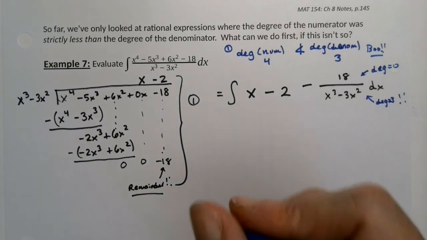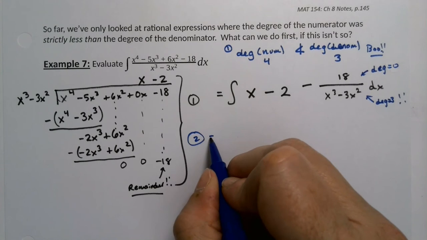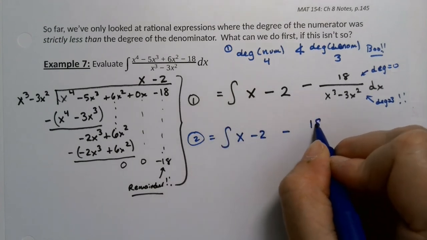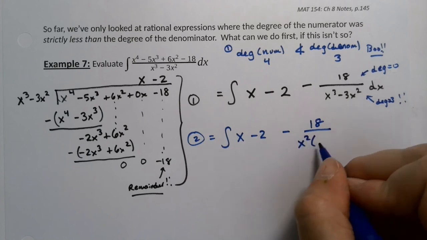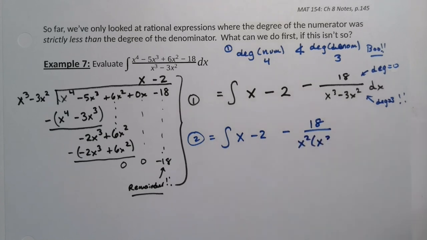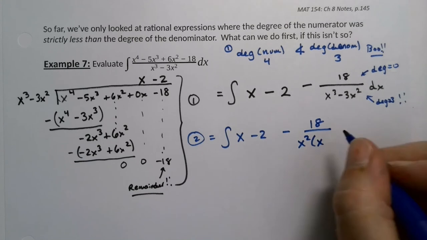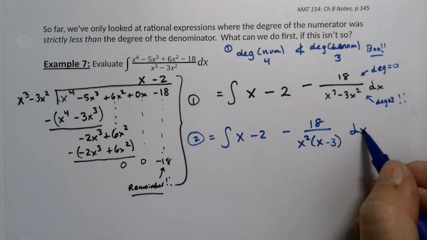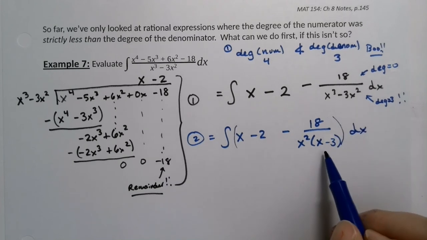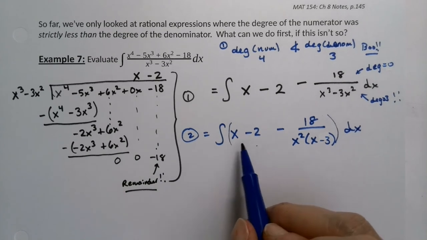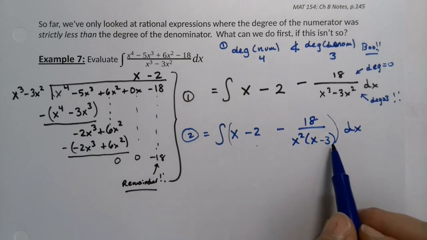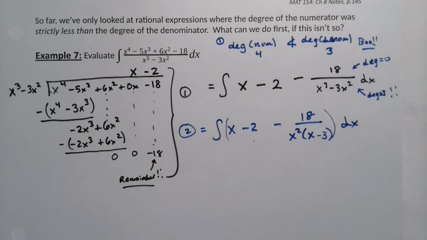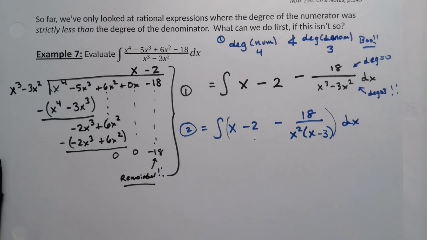Step 2 is we're going to factor that. So it's x minus 2 minus 18 over, there's an x squared here, so x squared times x minus 3 dx. The part that needs the partial fraction decomposition is actually this piece. I mean, x minus 2 is easy. We know how to integrate that, no problem. So I need a partial fraction decomposition for this piece right here. I'm going to make a note of it.